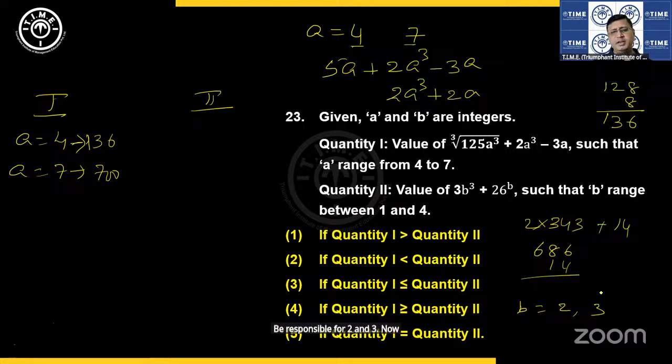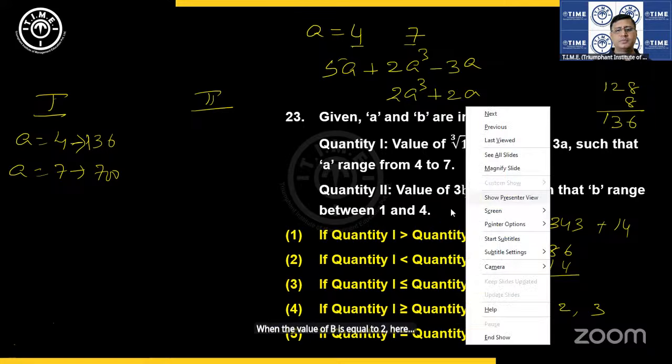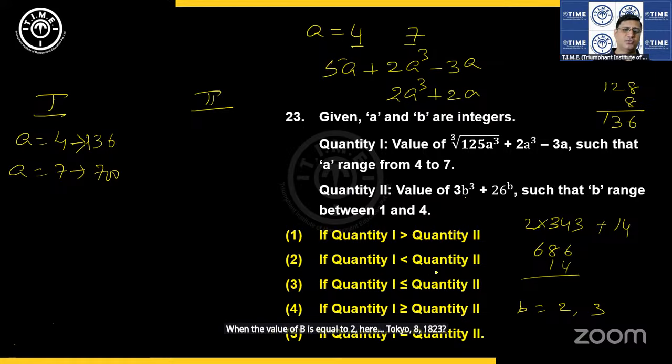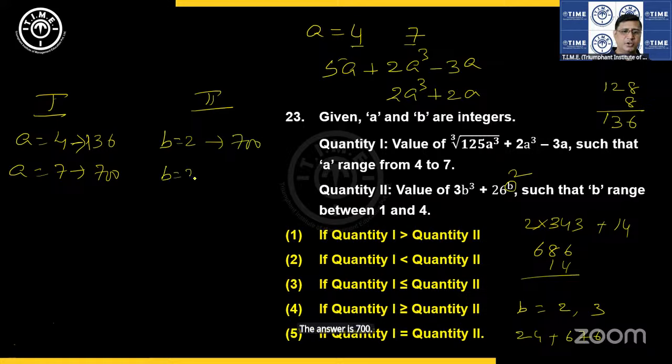Now, when the value of b is equal to 2, here 2 cube is 8, into 3, 24. What about the 26 square? 26 square is 676. 676 plus 24, that is 700. The value of b is equal to 2 means the answer is 700. When the value of b is equal to 3, the answer is greater than 700.